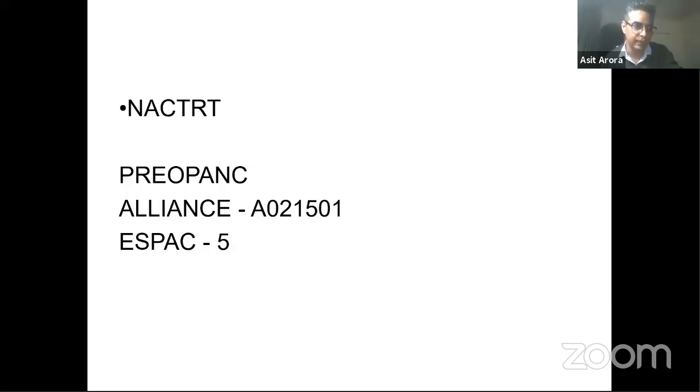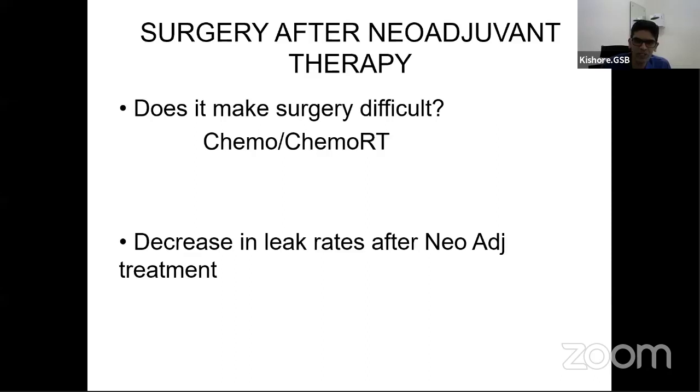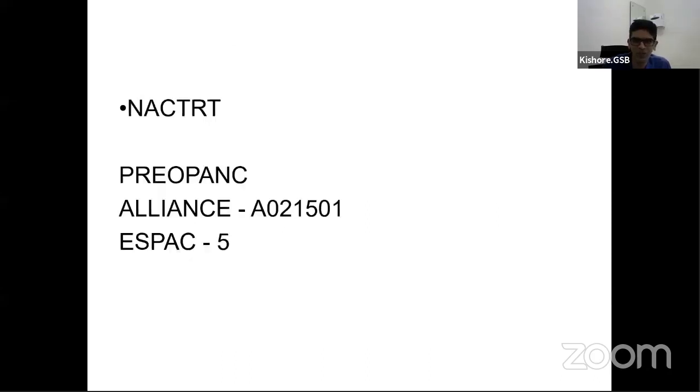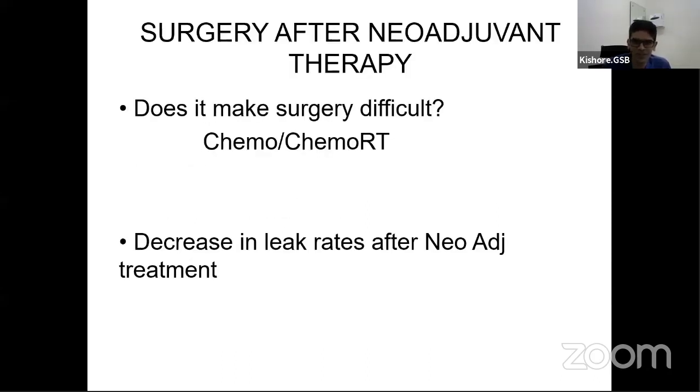So let me ask my surgical colleagues here, Dr. Kishore, do you have any personal experience of operating on neoadjuvant chemo-RT patients of pancreas? And if yes, was it any different from operating on a neoadjuvant chemotherapy alone patient? Thanks, Dr. Asit, but no, just like you, I have not had any personal experience of operating on an irradiated field for pancreatic cancer.